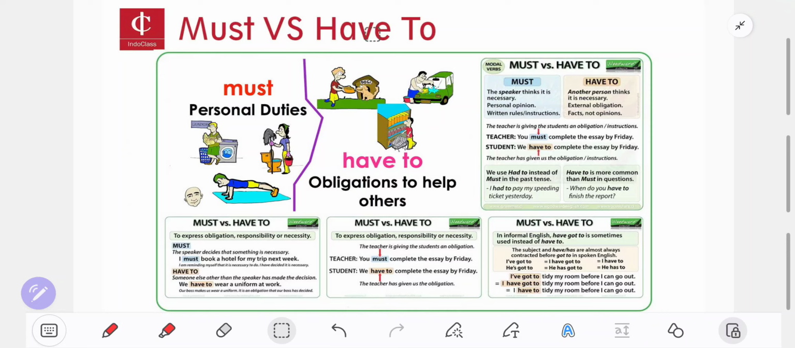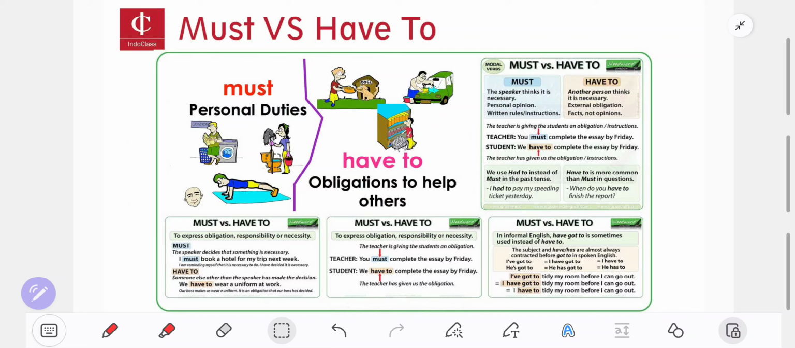Today we're going to learn about the difference between must and have to. When we have to use must and when we have to use have to. It has a different meaning. But you have to care, you have to focus, you have to know of this difference of this word must versus have to.